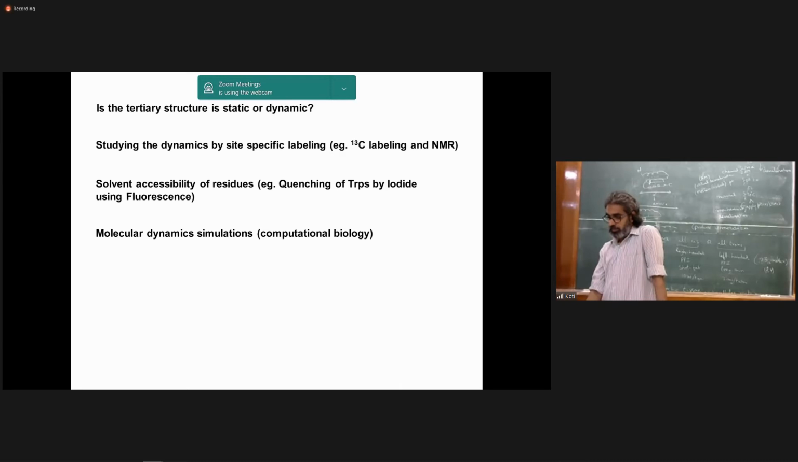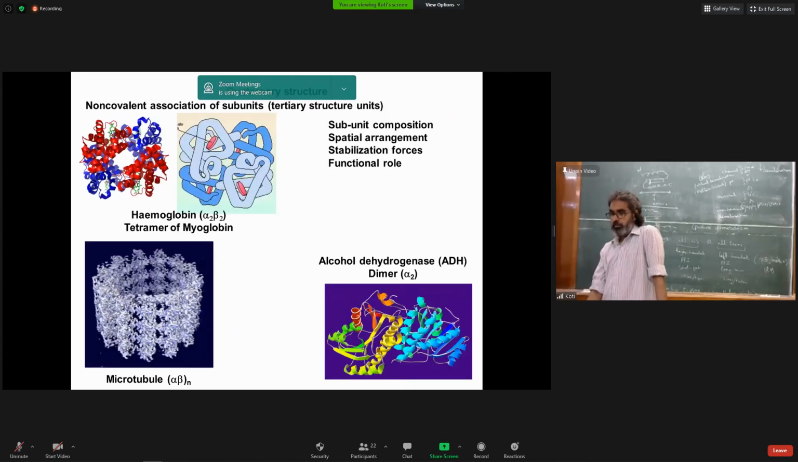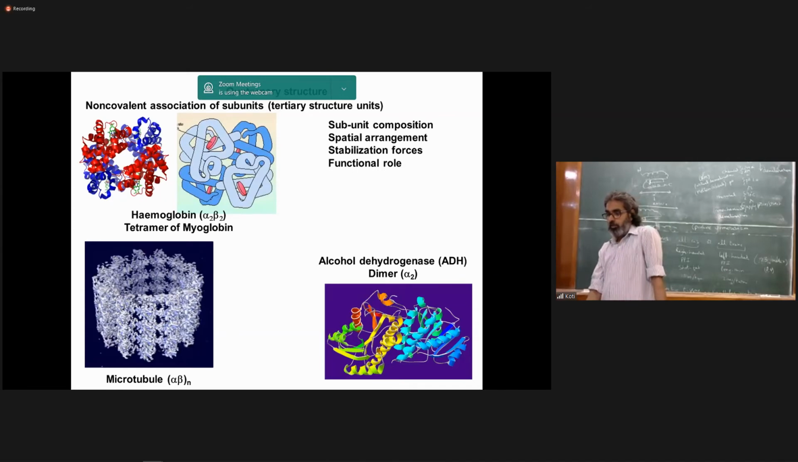But all these things can be nicely studied both by experiments and simulations. Okay, so what we talked about, tertiary structure, is basically one protein. But occasionally you have many different proteins come together, forming multimeric proteins, as shown in hemoglobin here.